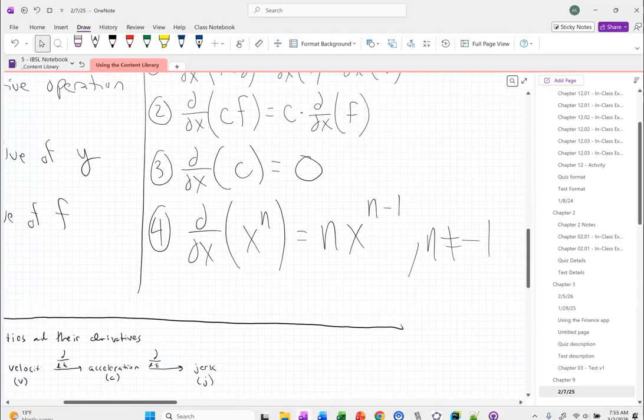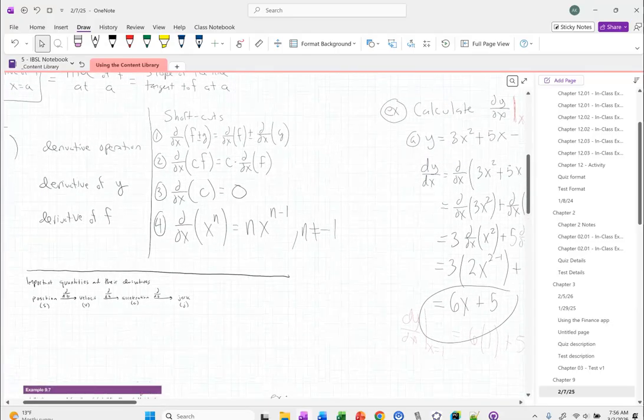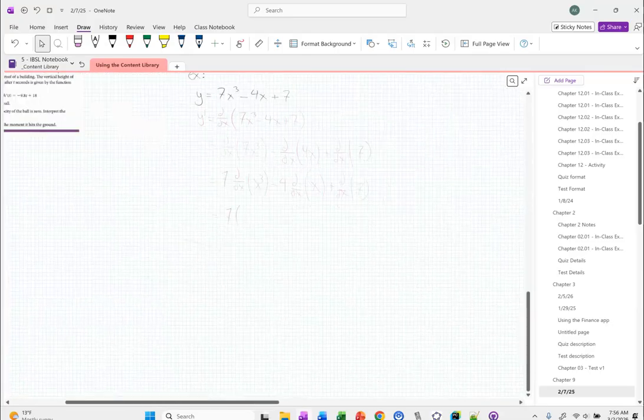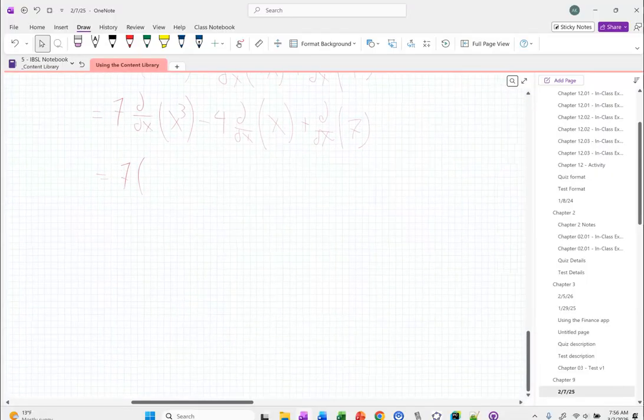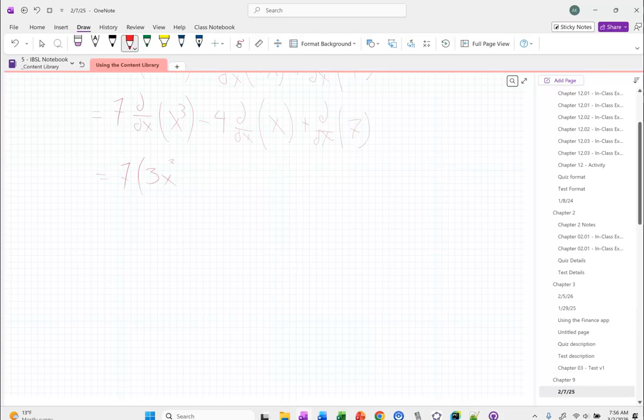So the exponent becomes the coefficient, and then I subtract 1 from the exponent. And that works for all values of n except for n equals negative 1. Everybody's okay? So what will the derivative of x cubed be then? Right? The exponent becomes the coefficient, and we subtract 1 from the exponent. Okay?